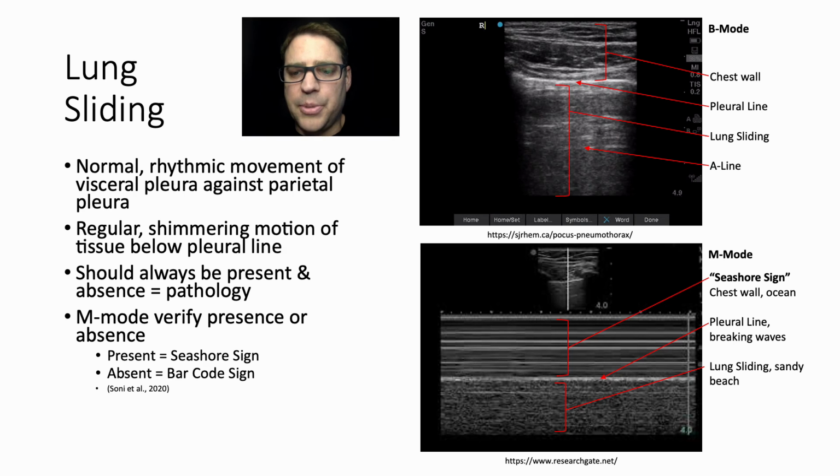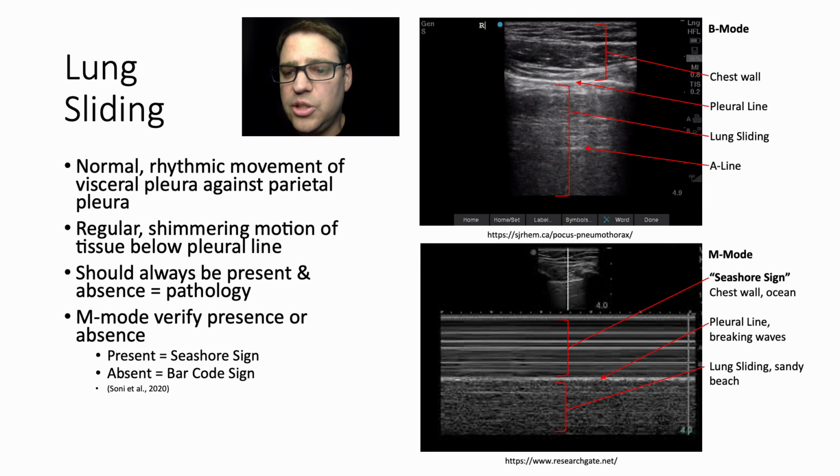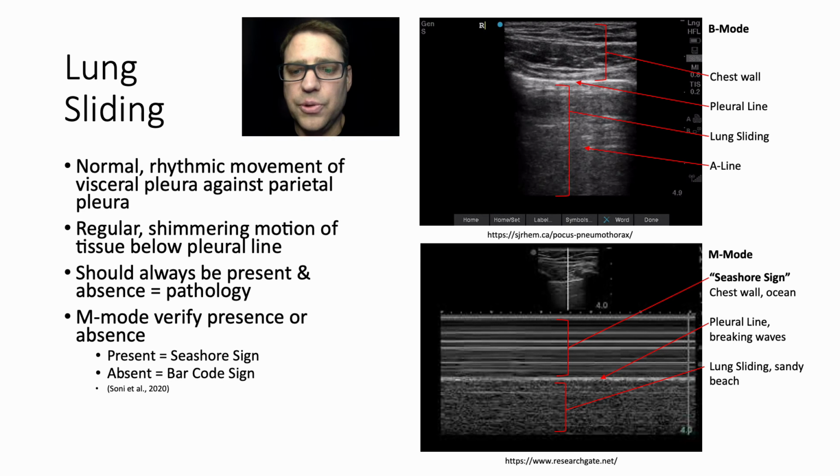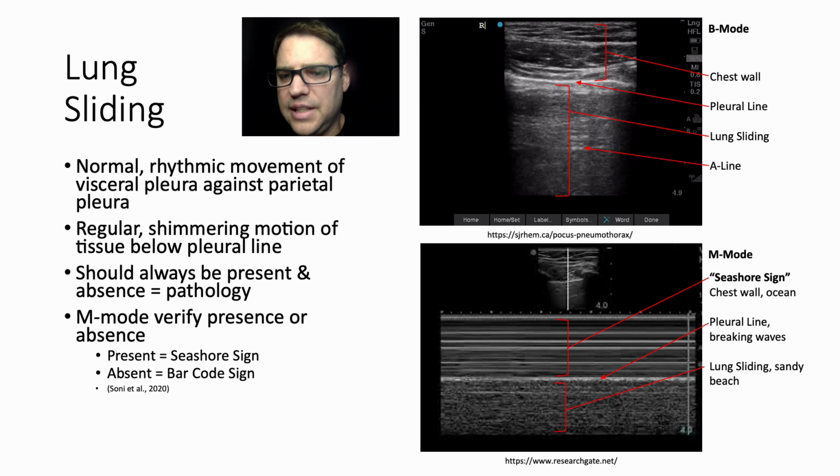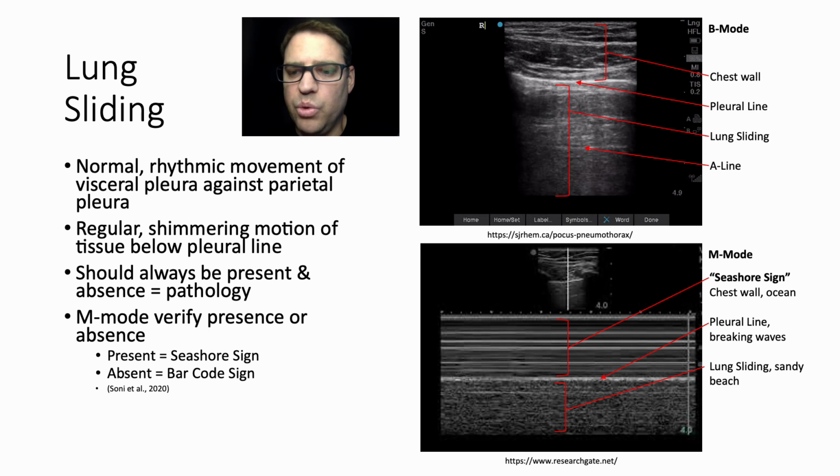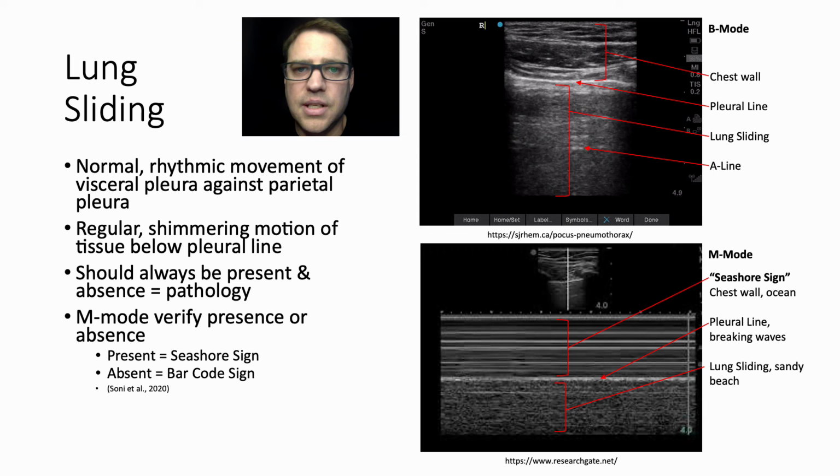If lung sliding is present, M mode will produce the seashore sign mentioned in Module 2. If lung sliding is absent, M mode will produce the barcode sign discussed in Module 4.